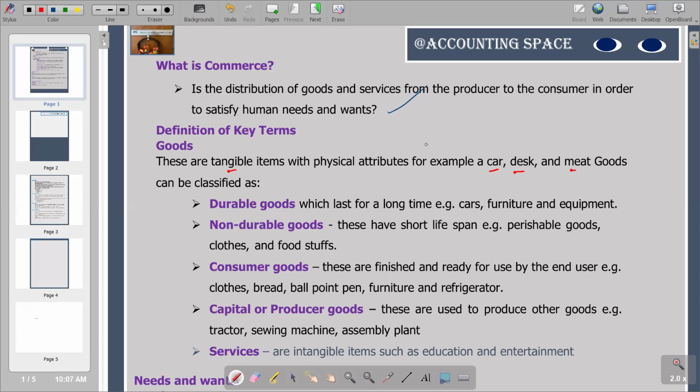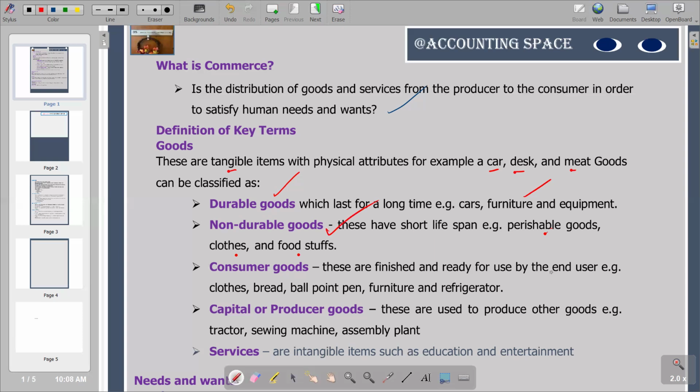These goods can be classified as durable goods. When we talk about durable goods, we're talking about goods that last for a longer period of time, for example cars, furniture, equipment. Those fixed assets or non-current assets are the ones that we refer to as durable. Then we've got non-durable goods that last for a short period. We've got consumables, they are part of non-durable goods. They have a short lifespan.